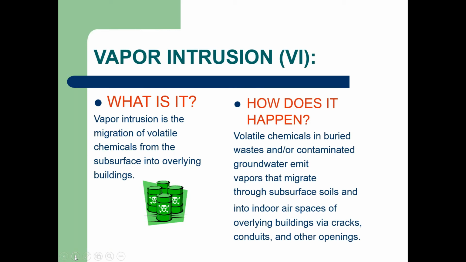So how does it happen? With VI, volatile chemicals in buried waste or contaminated groundwater emit vapors that migrate through the soil into overlying structures via openings such as cracks in the concrete slab, drains, and pores in concrete blocks. The mechanism is very similar to that of radon gas.